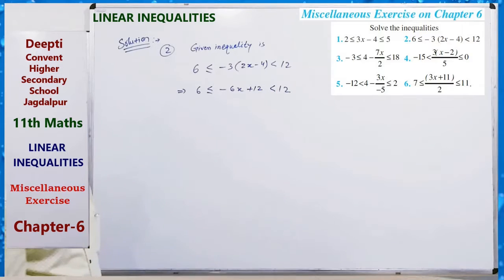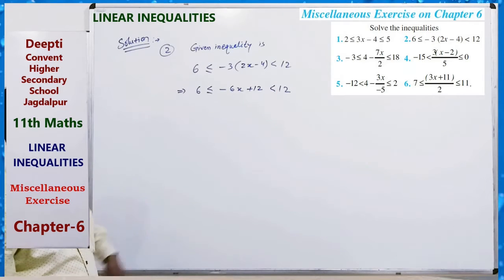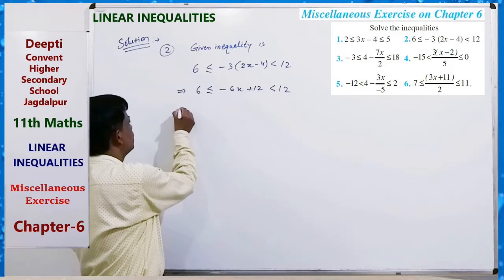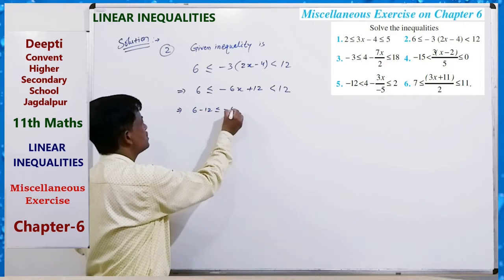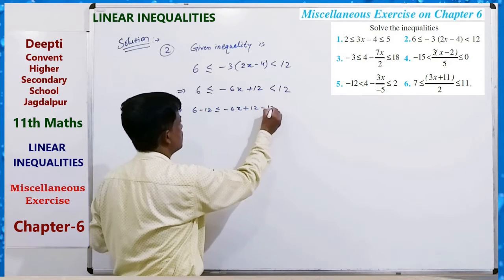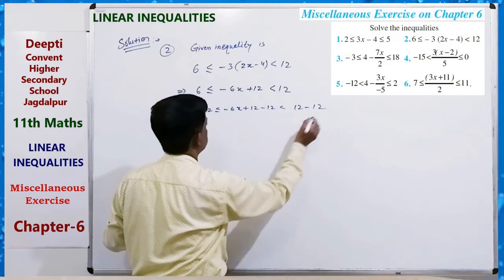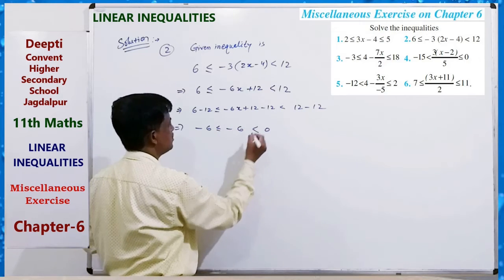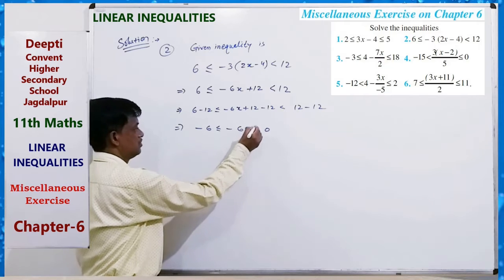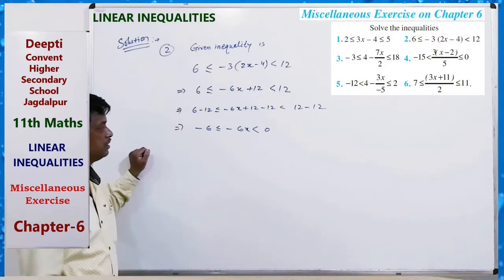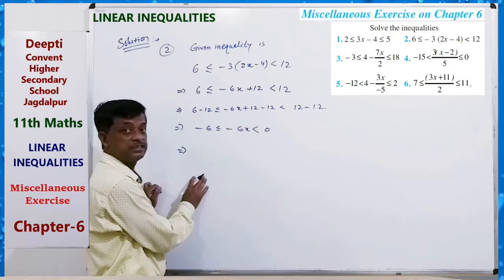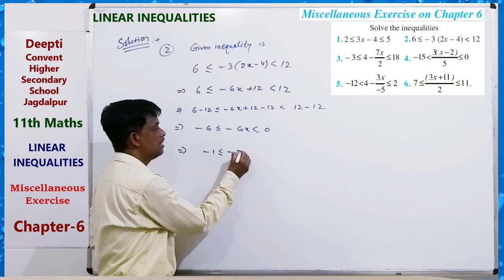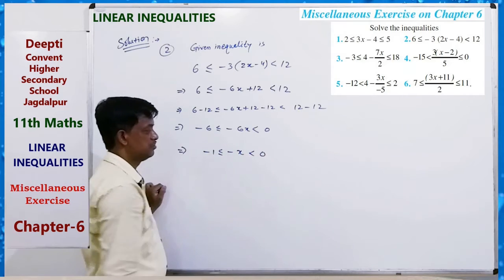Now we can subtract 12 from 3 places. So 6 minus 12 less than or equal to minus 6x plus 12 minus 12 less than 12 minus 12. So here we see that minus 6 less than or equal to minus 6x less than 0. Now we can divide it by 6. So minus 1 is less than or equal to minus x is less than 0.